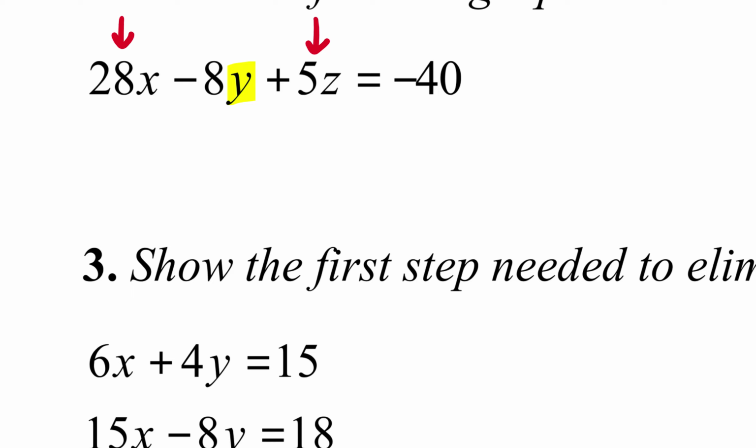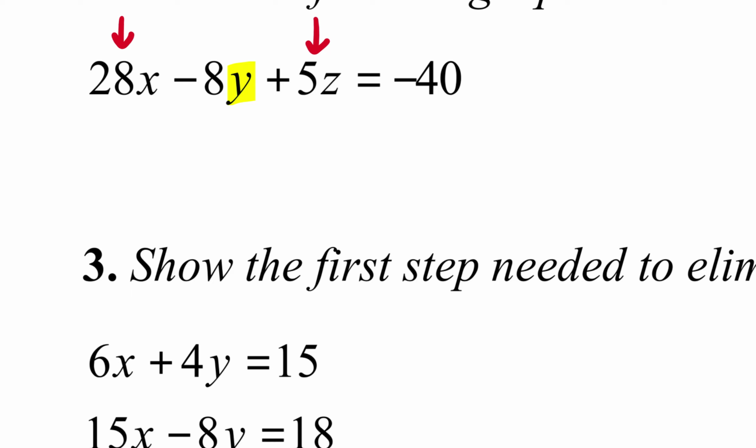Okay, so this is positive 28x, so minus 28x when I move it. And this is plus 5z, so minus 5z. Okay, so that's my first step. Now I'll go ahead and rewrite this whole thing. So what do I have left? I moved 28x, I moved 5z. So notice I have minus 8y. I can't ignore the negative. If you forget the negative, then the answer will be a little off.